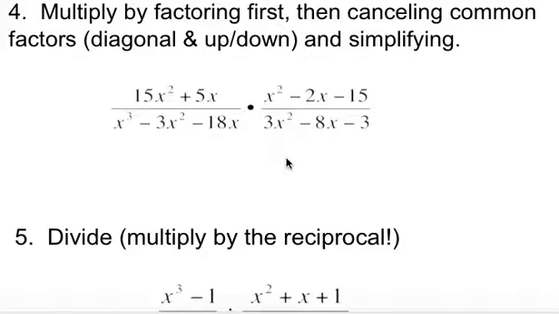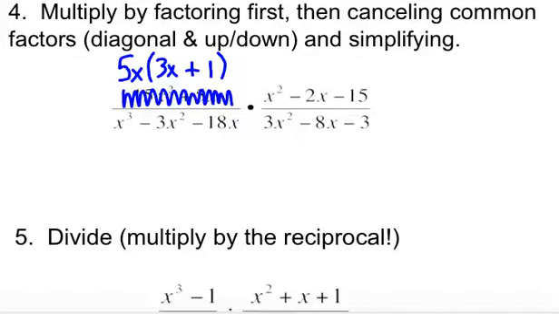So that's our plan. Let's start with the top left side, the numerator here. 15x squared plus 5x. Those are both divisible by 5. And we can factor out an x as well, which leaves us with 3x plus 1. And I like to cross these off as I do them just because it makes me feel better.